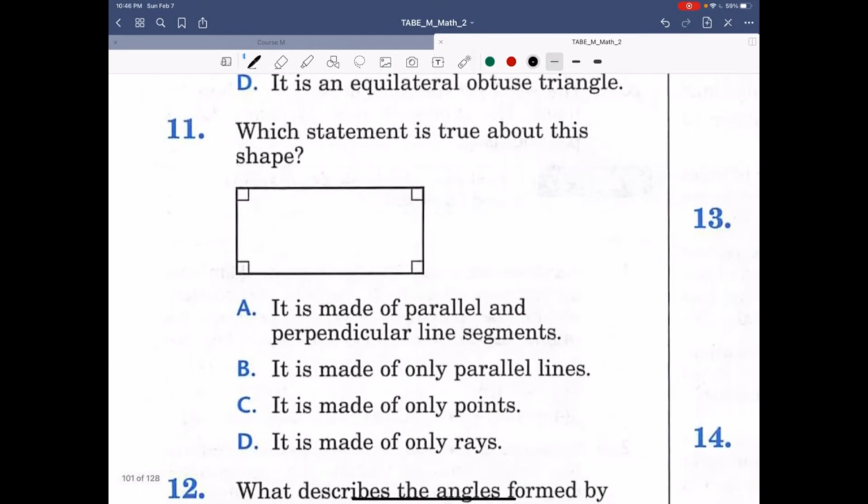Number 11. Which statement is true about this shape? It is made of parallel and perpendicular line segments. Parallel, right there. Perpendicular, right here. That's true.